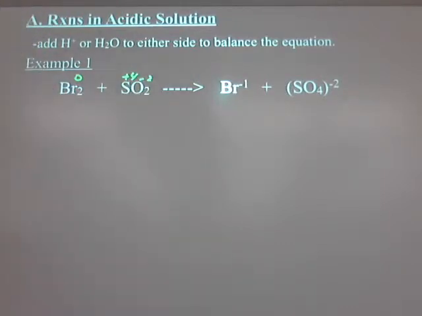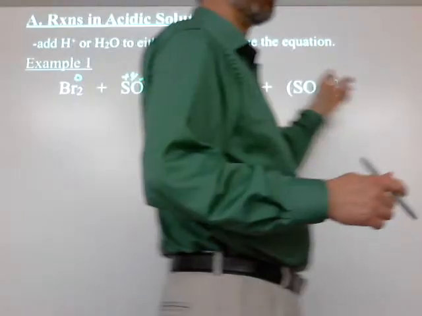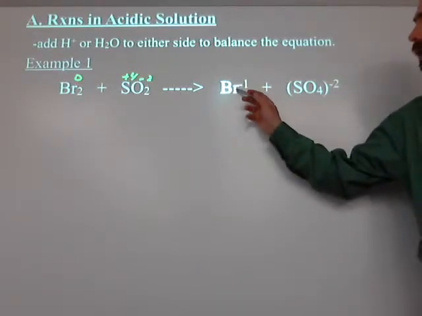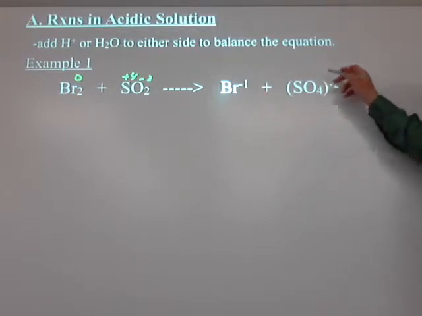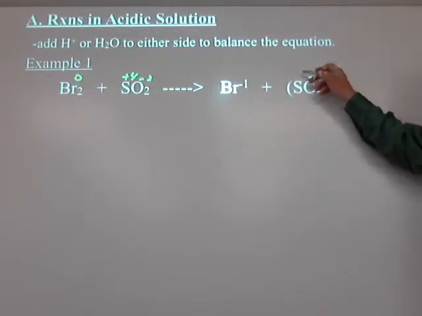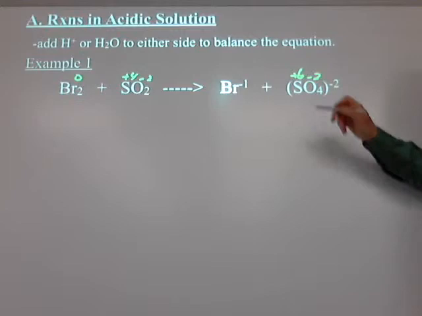Got it? Okay. Br with a -1, another little mistake here. That is a monatomic ion. He has a -1, so he does have that charge. All right, this is a polyatomic ion, -2 +6.